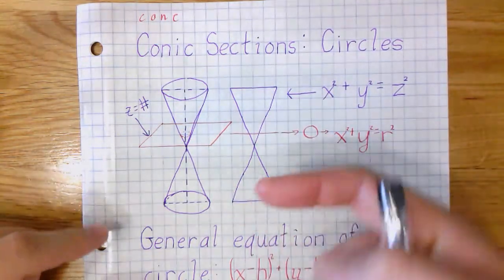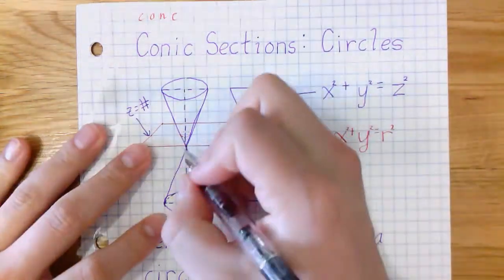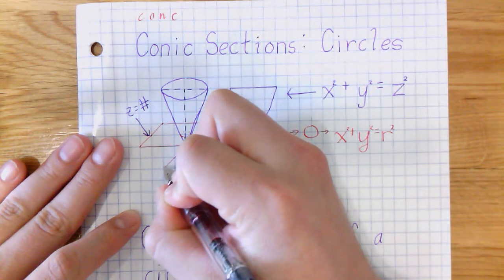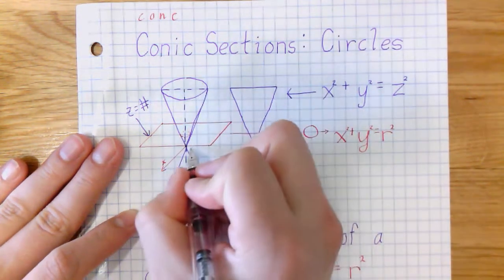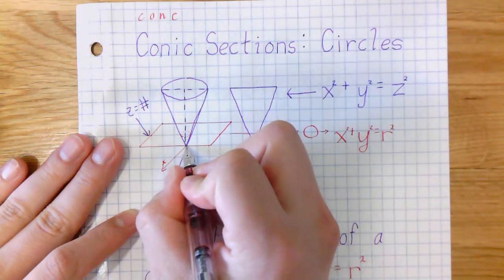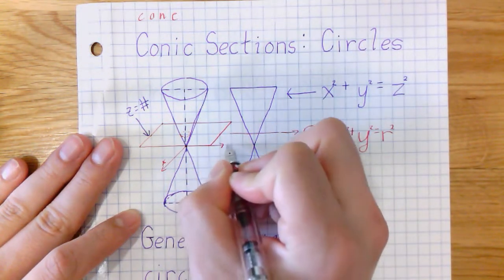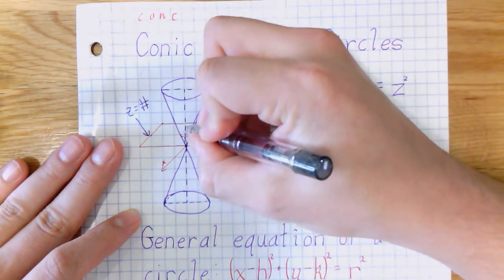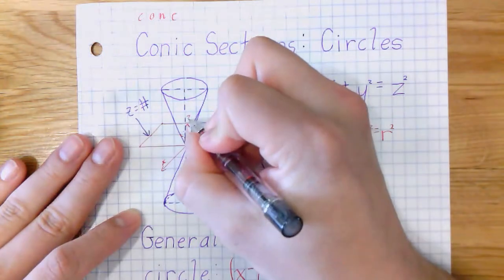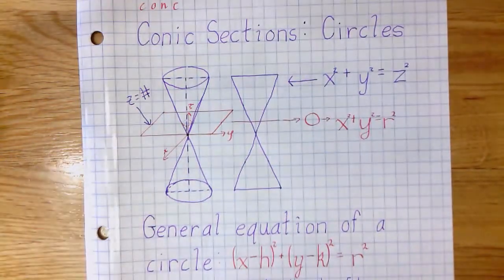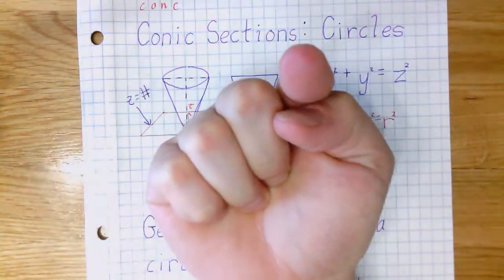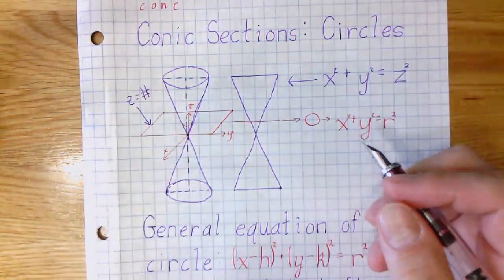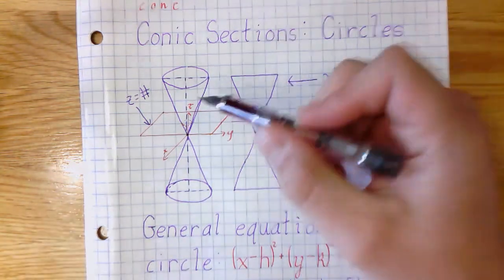Like X and Y, X goes this direction. That's X. We'll say Y goes that direction. And then Z is this direction. Z goes up. That's Z right there. So X is kind of like out of the page, like at you. Y is sideways, and then Z is up and down. Okay. So we've got two cones.